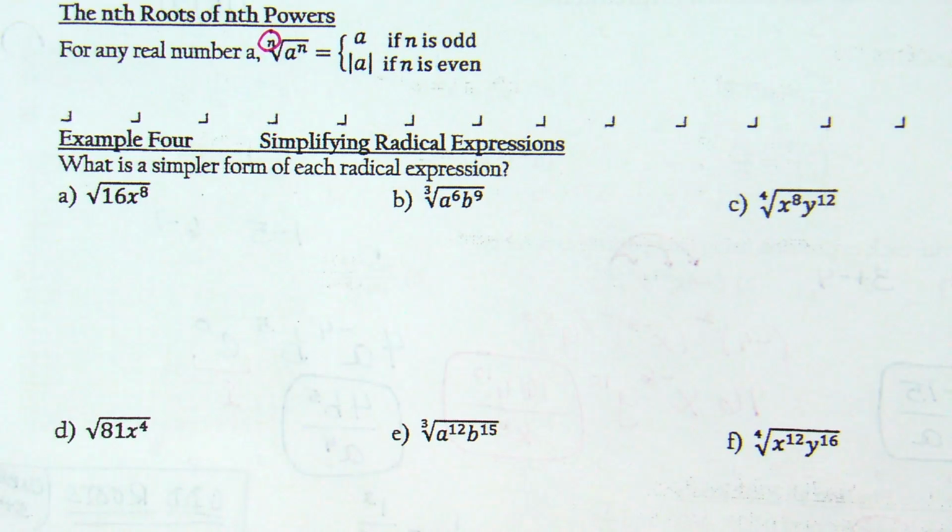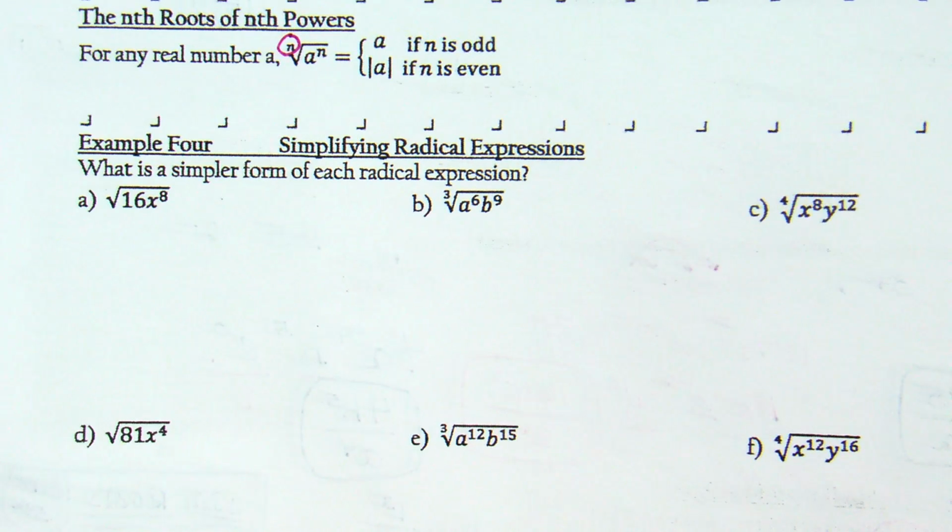But the key is, if it's a square root or a fourth root or some kind of even root, it has to be a positive answer. And so we sometimes have to use absolute value to ensure it's a positive answer. Now, I'm going to walk you through exactly how to figure that out. So I won't leave you hanging there. Let's go ahead to example 4a, and we'll talk it through.